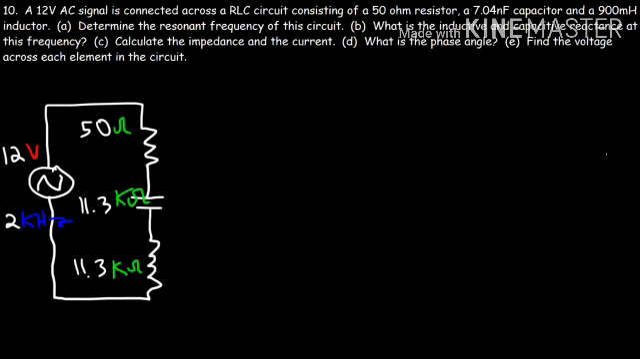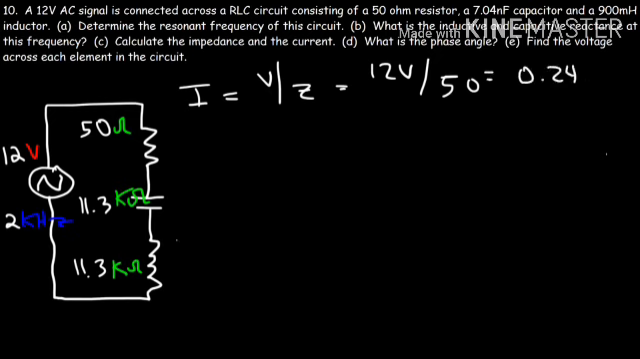So now that we have the impedance, we could find the current. The current is going to be the voltage divided by the impedance. So we have 12 volts, and the impedance is 50. 12 divided by 50 will give us a current of 0.24 amps.